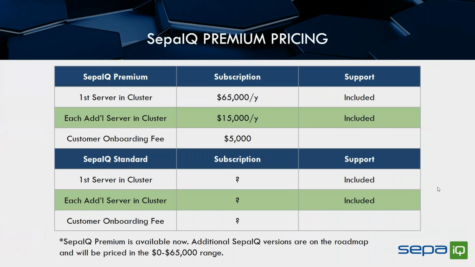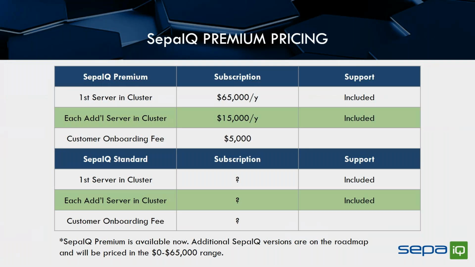So looking at the price, now keep in mind, this is not per Ignition instance or per site or anything. This is overarching your business unit or your entire organization even. You start out with your first server in the cluster at $65,000 a year on the subscription. It includes the support. Each server after that, $15,000, and then the onboarding is a flat one-time $5,000 fee.